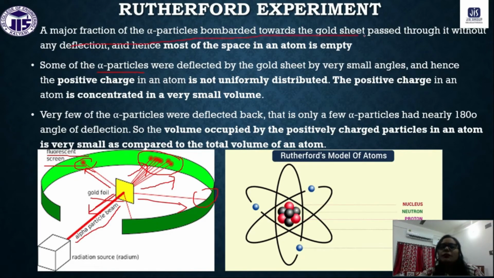That means a major fraction of alpha particles bombarded towards the gold sheet pass through it without any deflection. That is why most of the space of the atom is empty. Some of the alpha particles were deflected by the gold sheet by very small angles, and hence the positive charge in an atom is not uniformly distributed. The positive charge in an atom is concentrated in a very small volume, and very few of the alpha particles were deflected back 180 degrees. Only a very few alpha particles had nearly 180 degree angle of deflection. So the positively charged particles in an atom are occupying a small volume at the center. These are some of the statements that we can get from the Rutherford experiment about atoms.